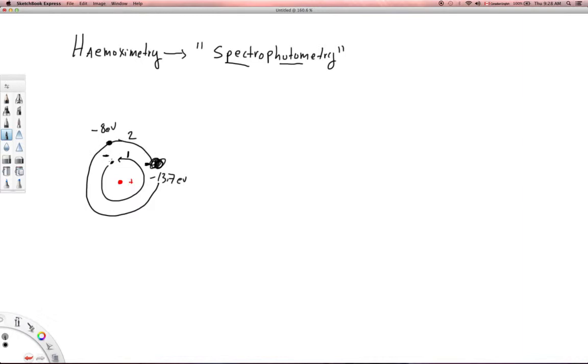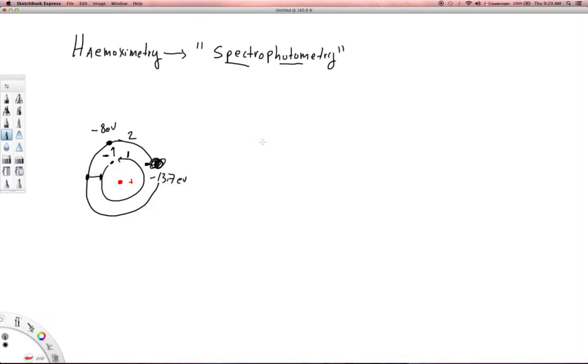So to get that electron to go up to that next level of energy, that electron has to be given the exact amount of energy that separates these two energy levels here, okay? In this case, it would be what, about 5.7 electron volts.